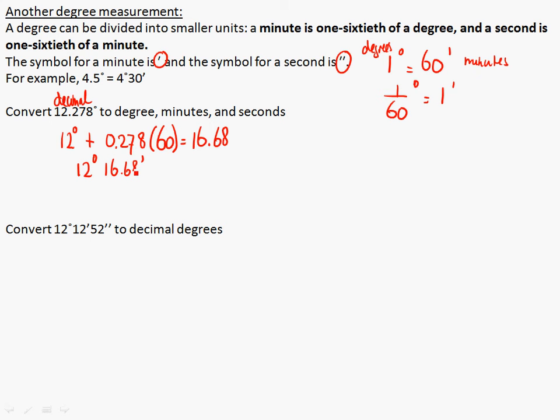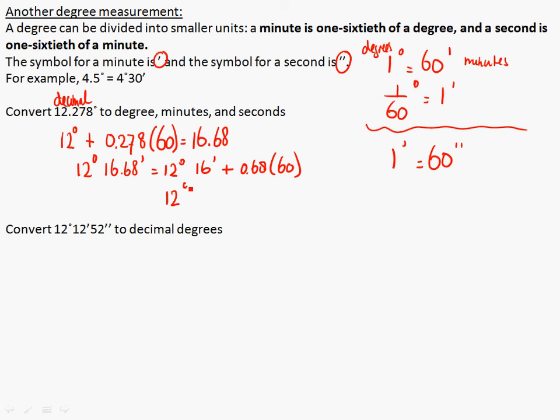And we can go one size smaller. So what I mean with that is that 1 minute, how many seconds are in a minute? 60. Is 60 seconds. So this can be split up into 12 whole degrees, 16 minutes, plus 0.68 times 60 again. So then you do 0.68 times 60 again, and when that one comes out with a decimal, you get to leave it.